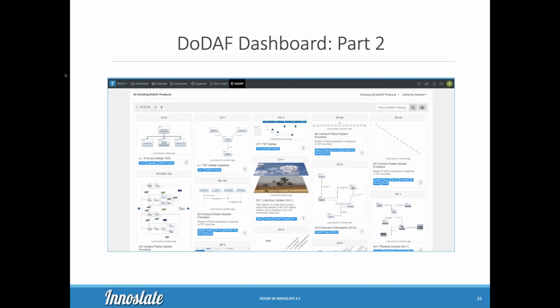So the second part of the DoDAF dashboard is you scroll down and you will see something else. Initially it'll say all existing DoDAF products, okay? You see at the top there, and then of this frame, there's another little pull down that says showing all DoDAF products. Underneath that, you click that, you can actually sort it and find different sets of products. And I'll show you that in a second.